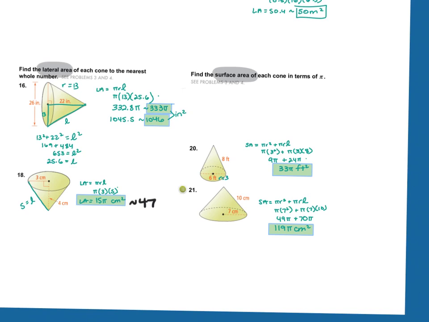20 is 33 pi, and 21 is 119 pi. Questions on any of those?